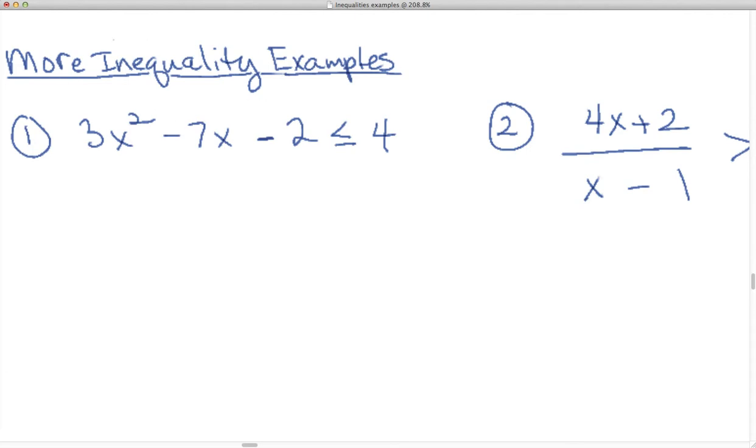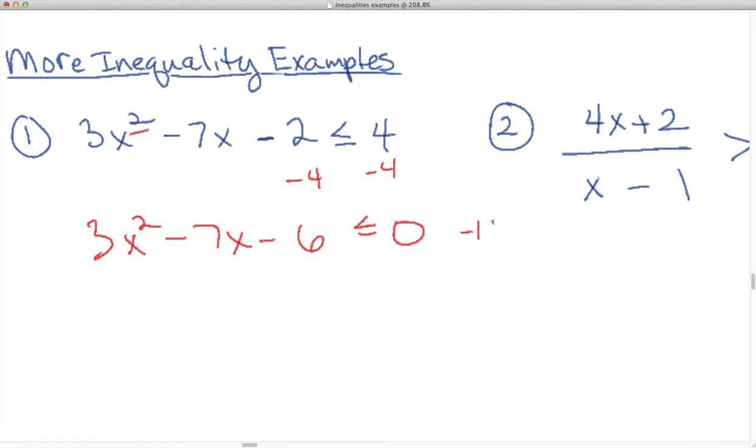First thing to do is recognize that this is a power of x greater than 1 here, so we have to do sign analysis. The next thing we have to do is get this 4 over to this side. So if we subtract the 4 on both sides, we get 3x squared minus 7x minus 6 is less than or equal to 0. Multiply 3 times negative 6, you're going to get a negative 18.